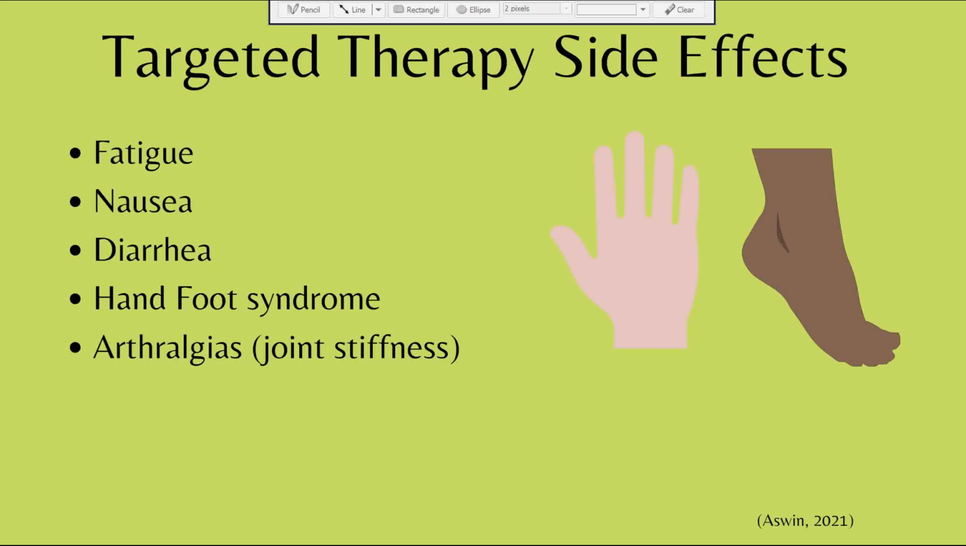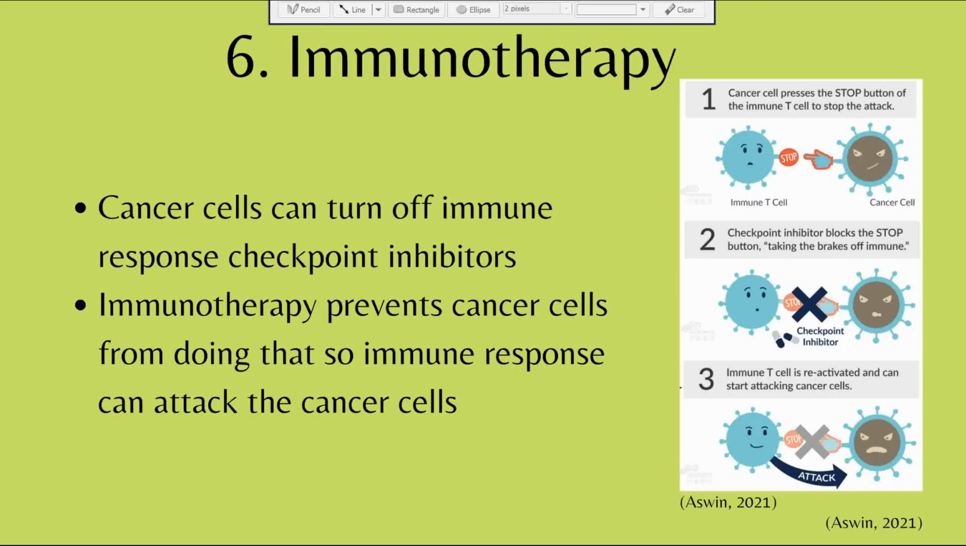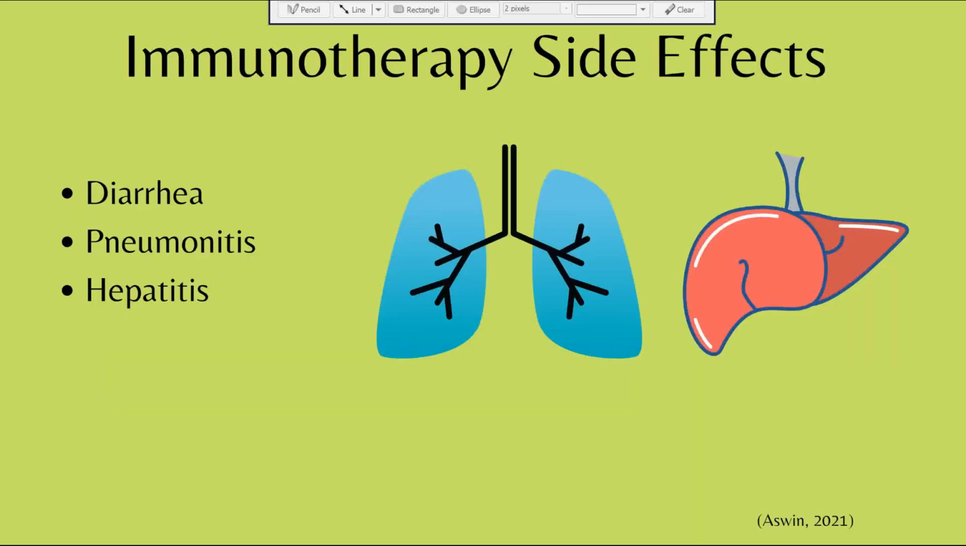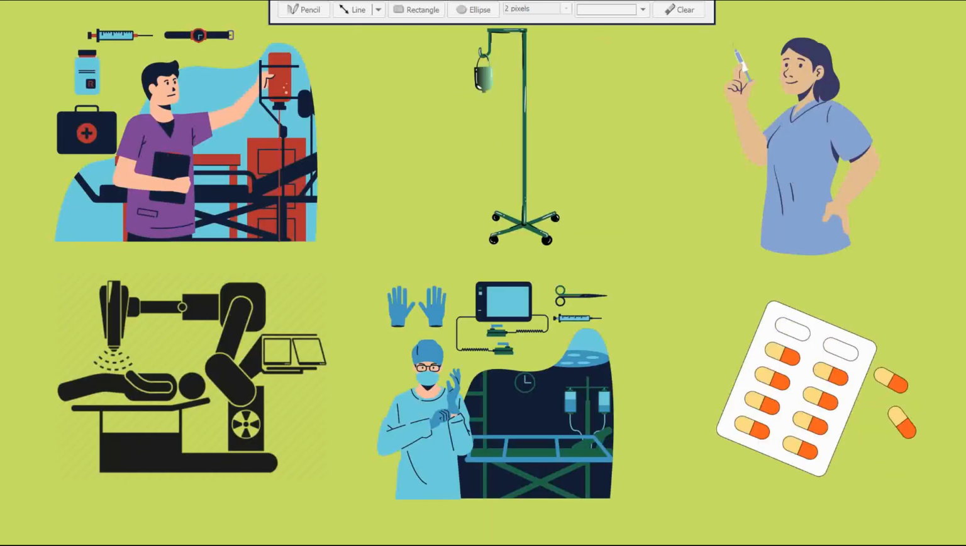Lastly, we will talk about immunotherapy. Cancer cells can turn off the immune response checkpoint inhibitors. Immunotherapy prevents cancer cells from doing that, so the immune response can do its job and attack the cancer cells. The side effects of immunotherapy include diarrhea, pneumonitis, and hepatitis. So there you have it. These are the main treatments that are used for cancer.